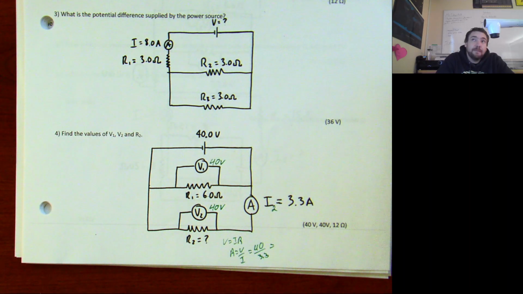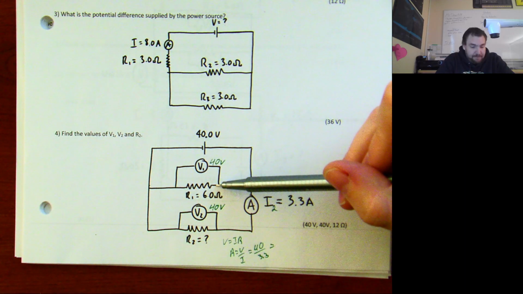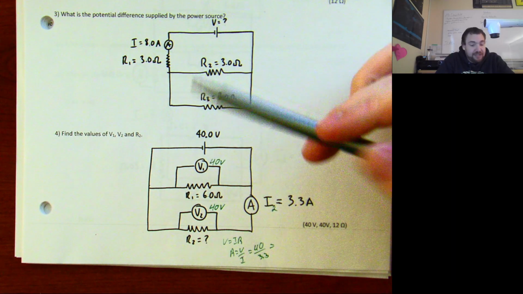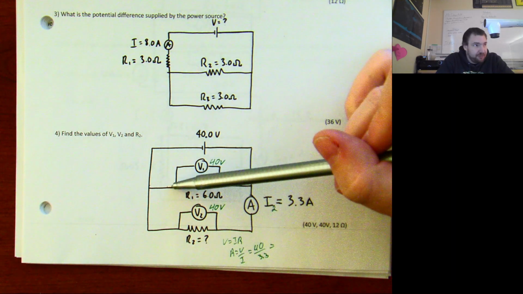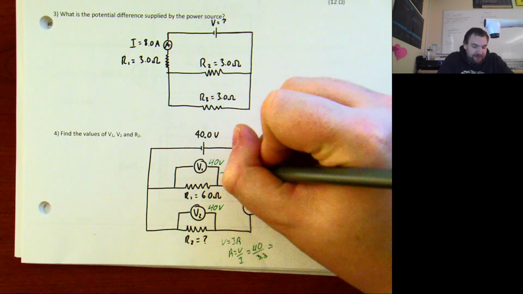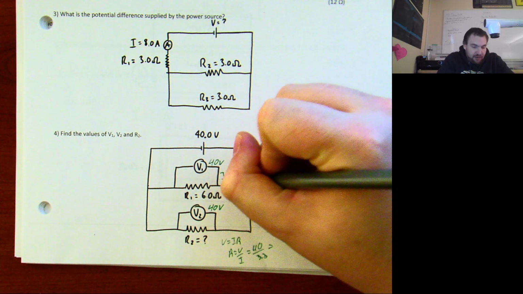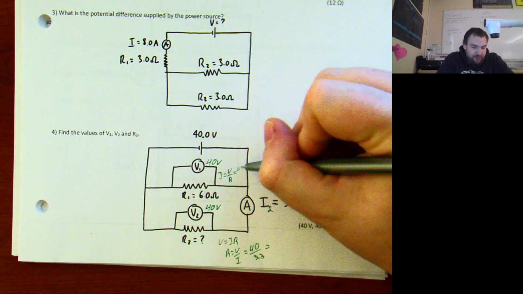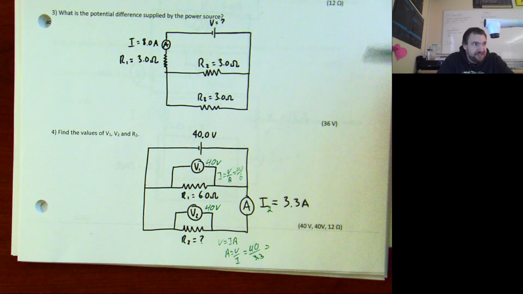But if you were to find the current using the first resistance, so V1, R1, that would give you the current just through this branch. So if you wanted to do it that way, I would be equal to V over R. So this would be 40 over 6, which would be 6 and a bit. Then it would be 6.66. Yeah, it would be 6.6 repeating.